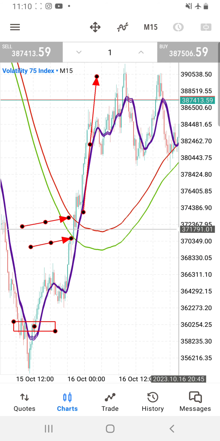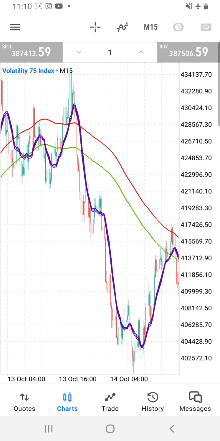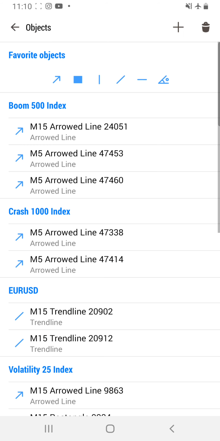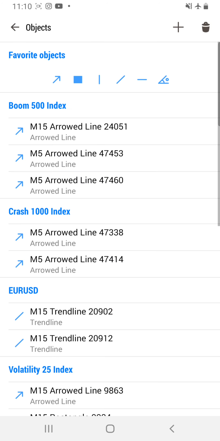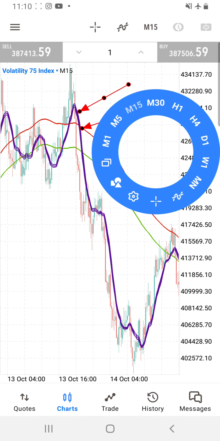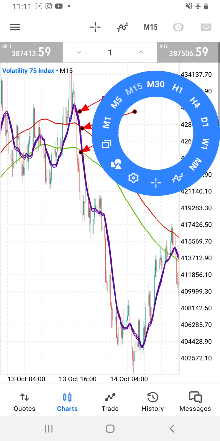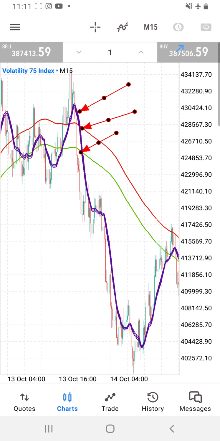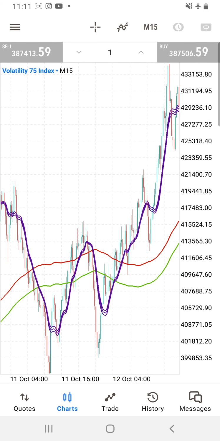The same thing is true if you want to enter a sell, because you want to first see your price crossing to be below the purple line right there, and you want price to also cross your red line, and finally your green line right here, and you can safely enter into a sell trade from there on. You'll be sure of that trade. Same thing is true for a buy.